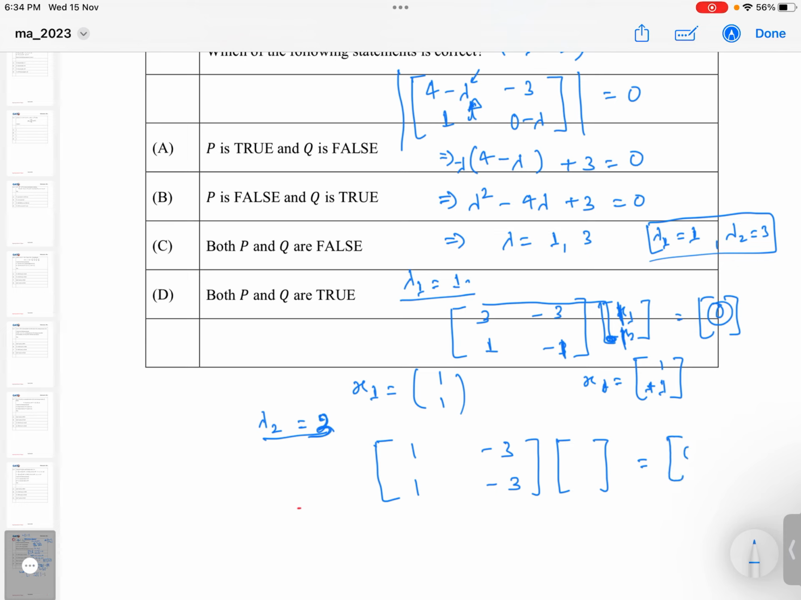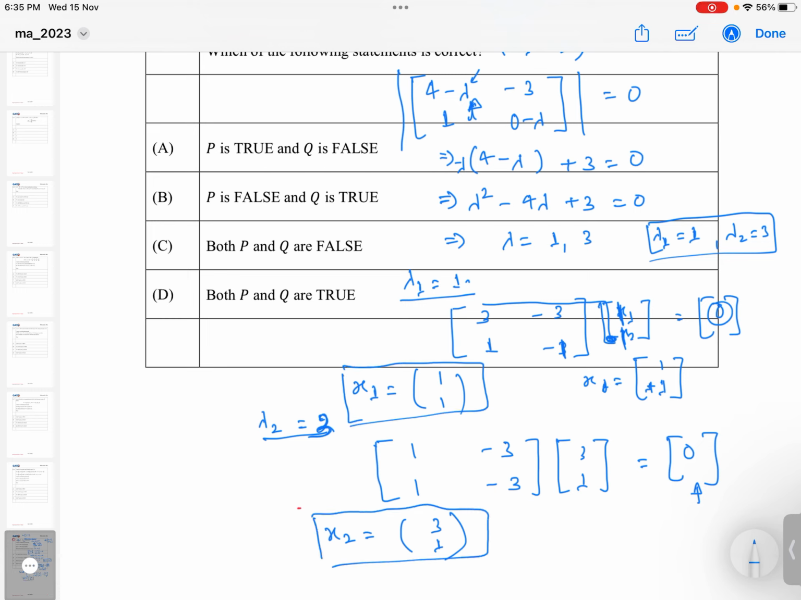So what vector will transform this matrix to 0 0? It is simple, right? You can take here 3, so 3 times 1, and here 1, so 3 times 1, and so your other eigenvector will be 3 and 1, right? So 3 times and minus 3, so it will be 0, right? So you got these two eigenvectors, x1 and x2.